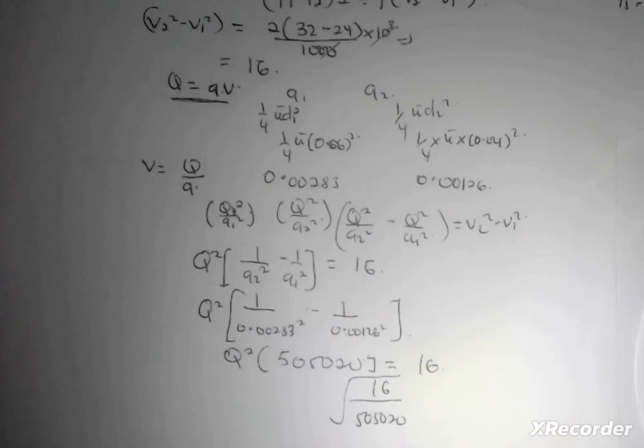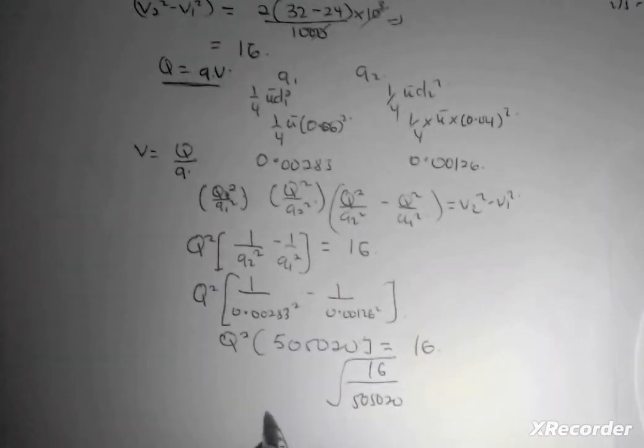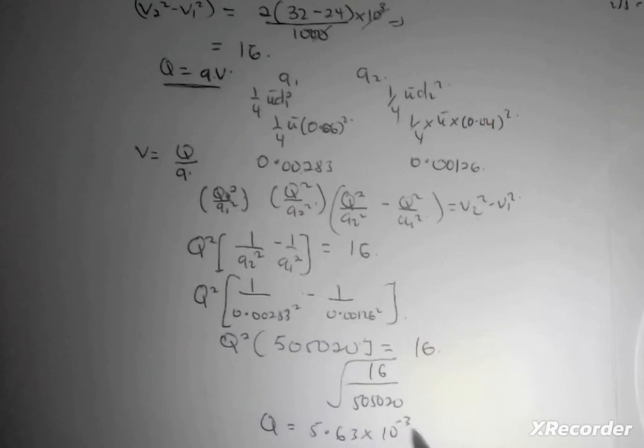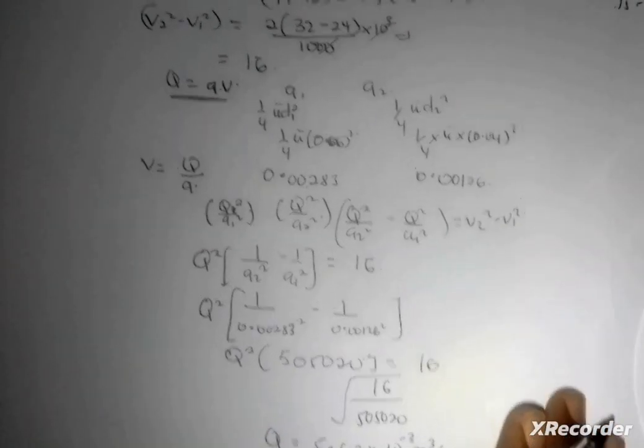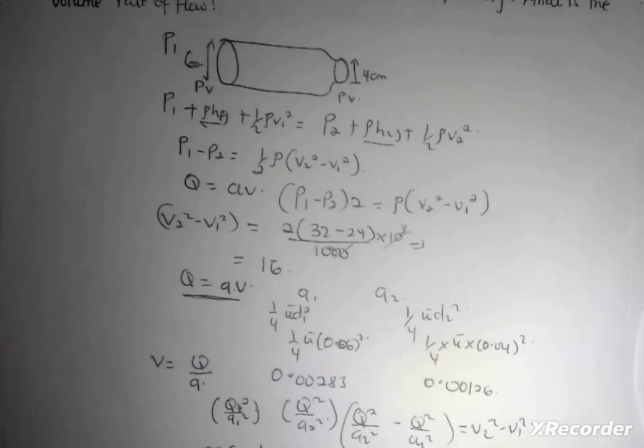Square root of 16 over 505020. That is giving me my volume flow rate, which is simply equal to 5.63 times 10 to the power negative 3. That is volume, so meter cube per second, right? Exactly. So this was an application of both Bernoulli's principle and also you just apply some logic somewhere here.